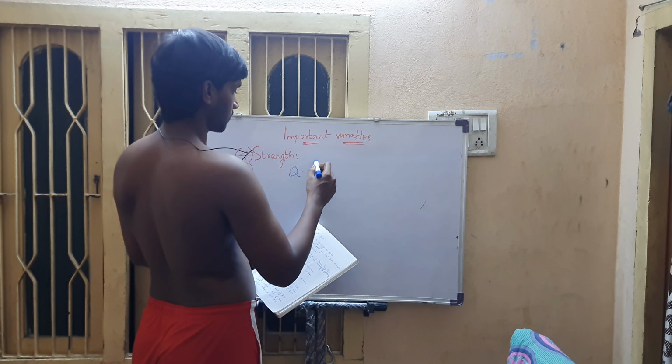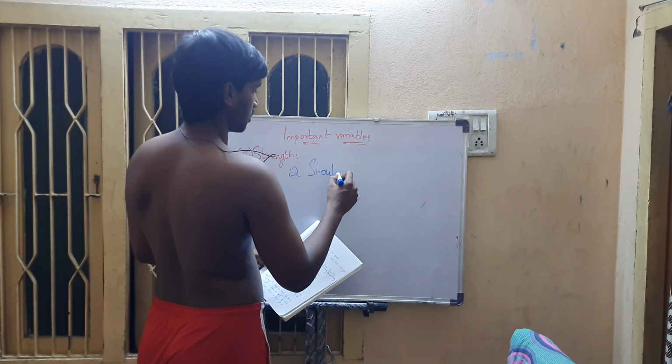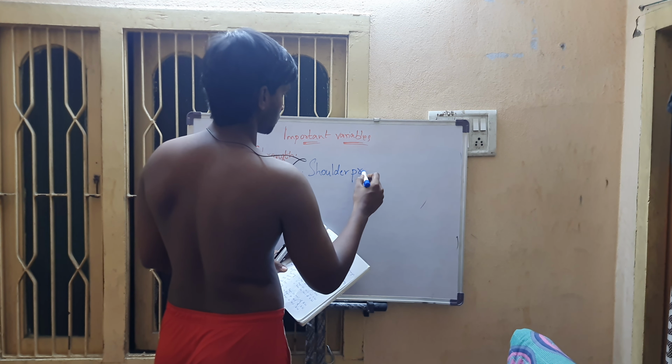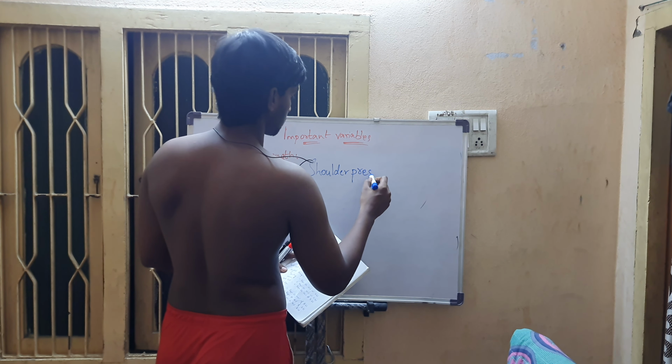Second one is shoulder press. I'm going directly to the advanced level in the shoulder press, overhead press: 5 reps at the weight of 1.2 times body weight. You have to increase it gradually.